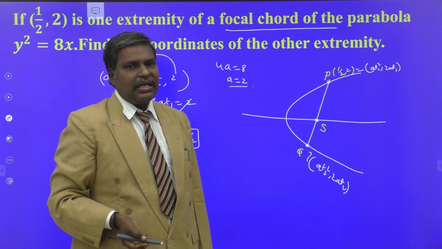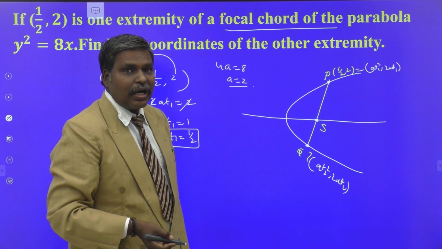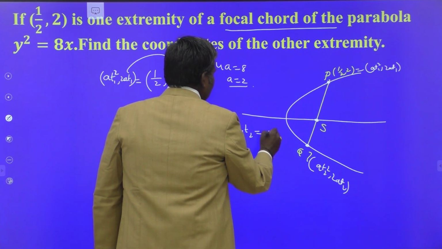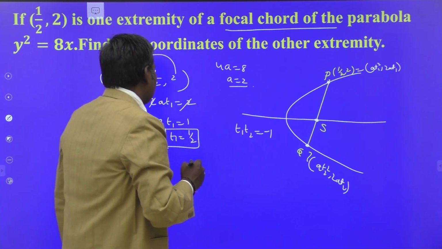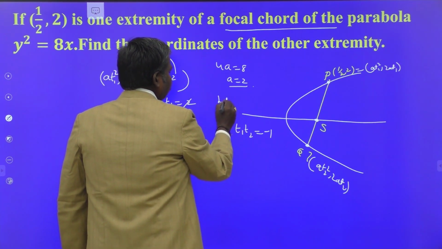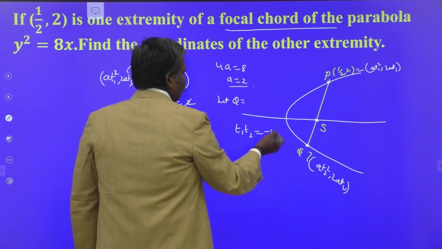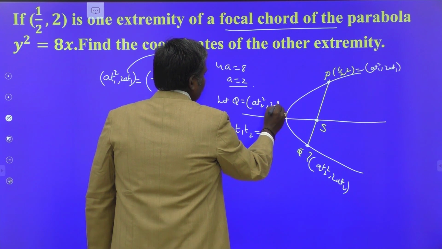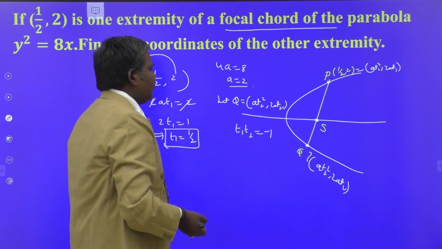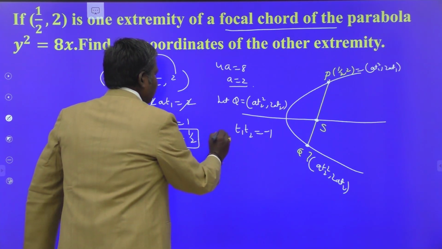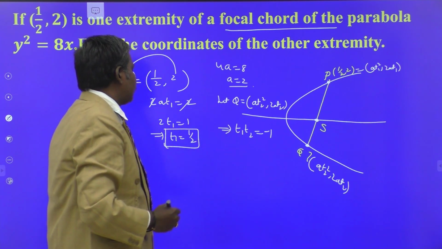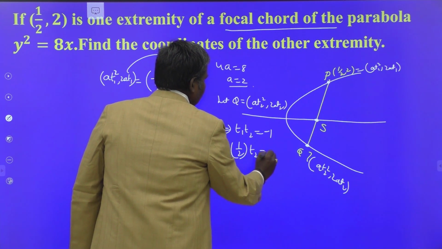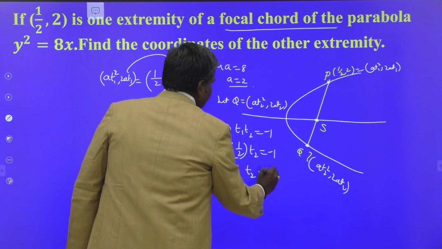We obtain the result, that is t1 t2 is equal to what? Minus 1. We proved in the previous class. t1 t2 is equal to minus 1. Let Q be x2 comma y2, we mean at2 square comma 2at2, the other extremity of the focal chord. Immediately we obtain the condition t1 t2 is equal to minus 1. So what is our t1? 1 by 2. 1 by 2 times t2 is equal to minus 1. We obtain t2 as minus 2.